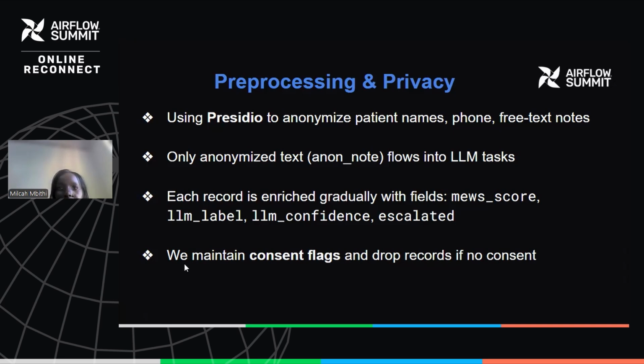But things like the notes from the nurses are able to go to the next stage, and that's to the large language models. Each record in that case gets extra details added to it, like the MEWS score, LLM labels, confidence scores, and escalated flags to show if it's urgent. Before that even happens, we always check the consent of the patients, and if the patient does not want their records to go through the system, then the record is dropped and removed, leaving only the patients that consented to their records going through the system.